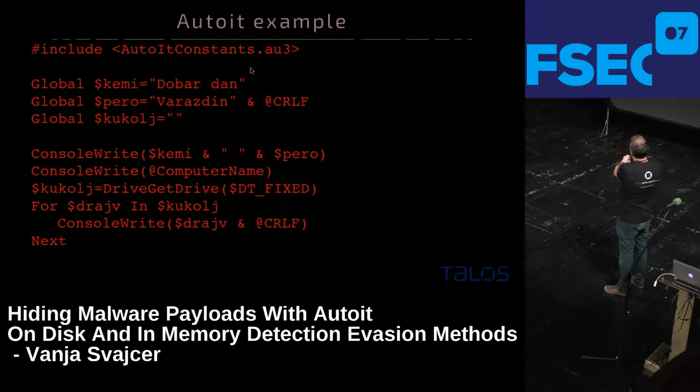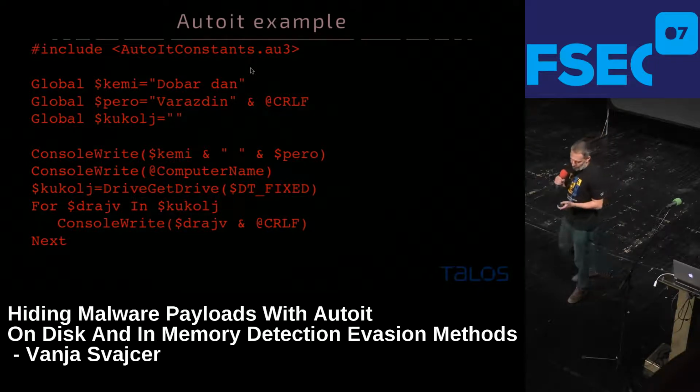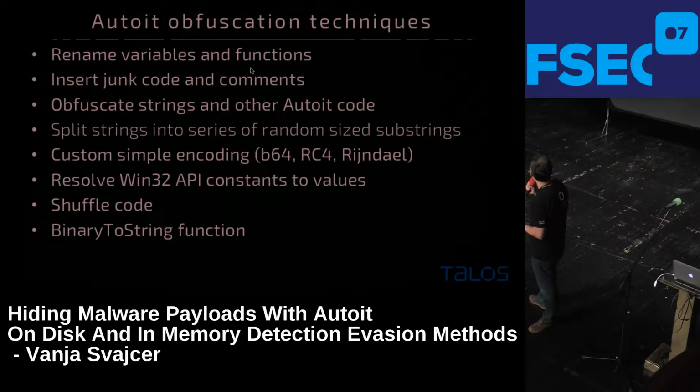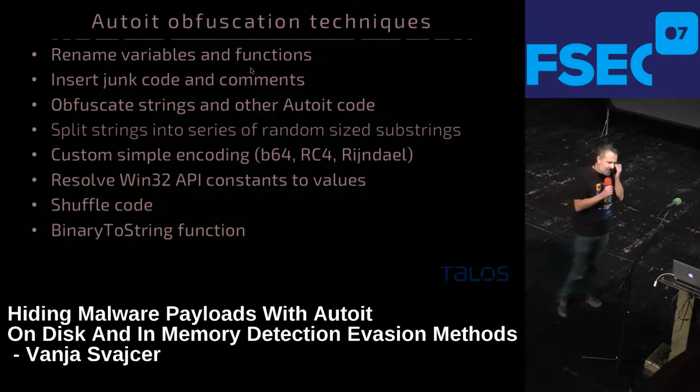So, this is just an example that writes something on the screen using console write, and gets all the hard drives and then prints them out. So it's very, very simple. So how are the malware writers trying to obfuscate?